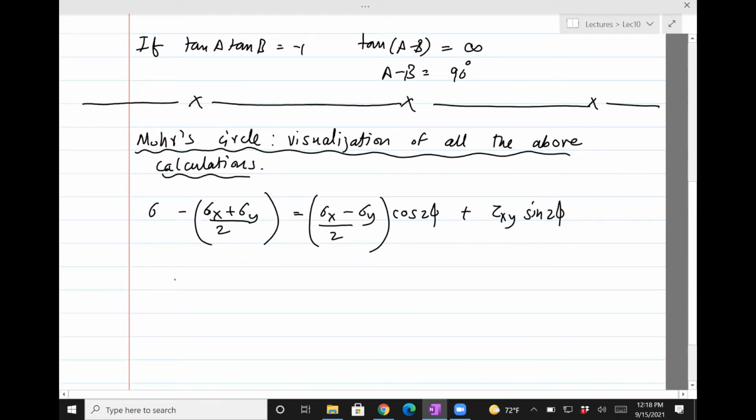And then I'm going to write the expression for tau as it is. Tau equals minus (sigma x minus sigma y) over 2 times sine 2 phi plus tau x y cosine of 2 phi.